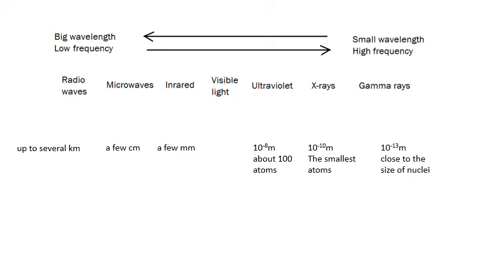I'll talk about visible in a minute. Ultraviolet, about 10 to the minus 8 meters. It's about the size of 100 atoms. X-rays, a lot smaller. The very smallest atoms, a hydrogen atom, is about 0.5 times 10 to the minus 10 meters. So about the size of the smallest atoms. And then gamma rays, tiny, tiny, about the size of nuclei. Very, very small gamma rays, very small wavelength, very high frequency.